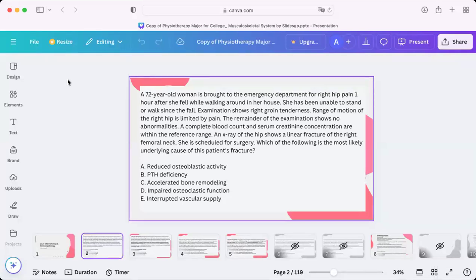Is it A, reduced osteoblastic activity, PTH, accelerated, or intermittent? The clinical picture is pointing you towards A. And what do you guys think the diagnosis is anyways?